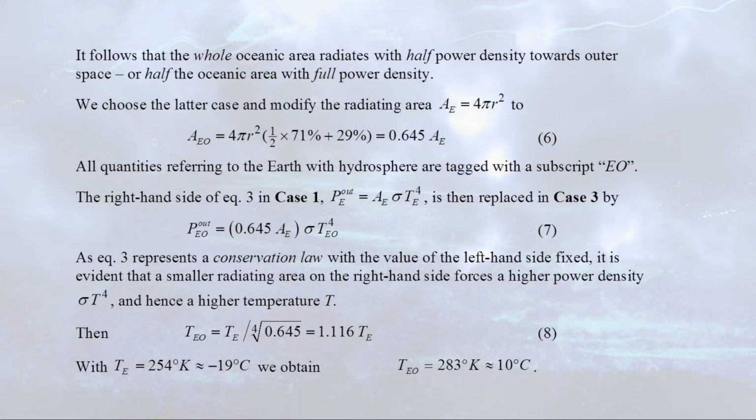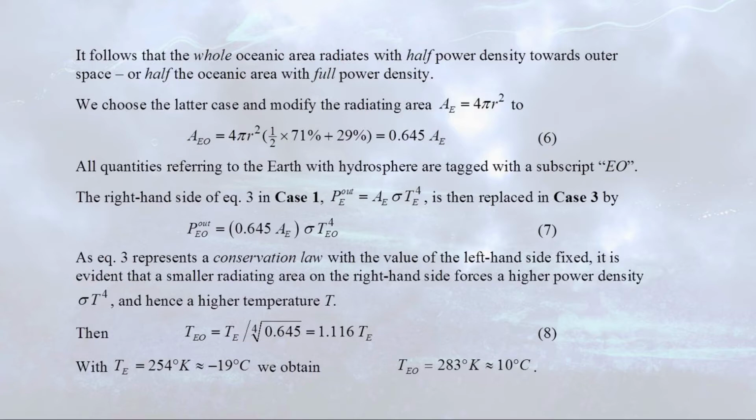It follows that the whole oceanic area radiates with half power density towards outer space, or half the oceanic area with full power density. We choose the latter case and modify the radiating area to alpha EO equals 4 pi r square times 1/2 times 71% plus 29%, which is equal to 0.645 times the surface of the Earth. All quantities referring to the Earth with hydrosphere are tagged with a subscript EO.